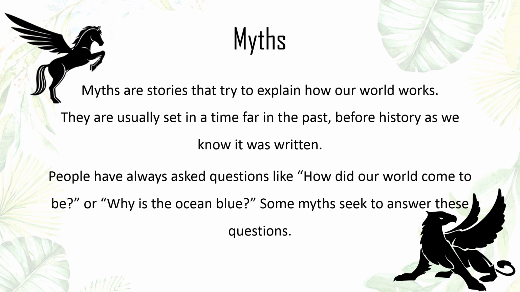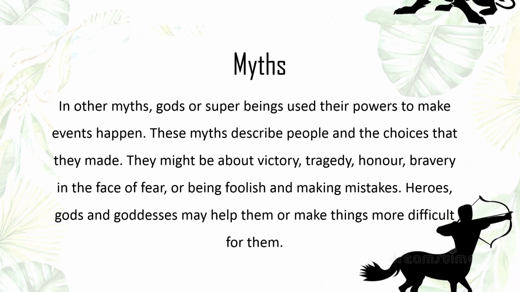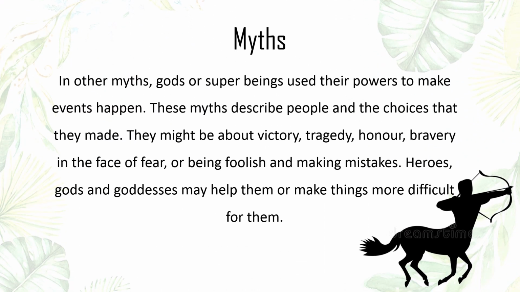Some myths seek to answer these questions. So they try to tell us how something in nature came to be, or answer the questions that we've got about how something in nature came to be. In other myths, gods or super beings used their powers to make events happen. These myths describe people and the choices that they made. They might be about victory, tragedy, honor, bravery in the face of fear, or being foolish and making mistakes. Heroes, gods, and goddesses may help them or make things more difficult for them.